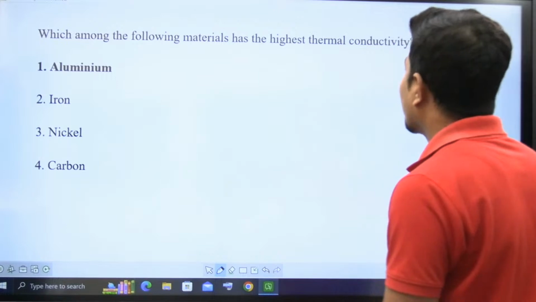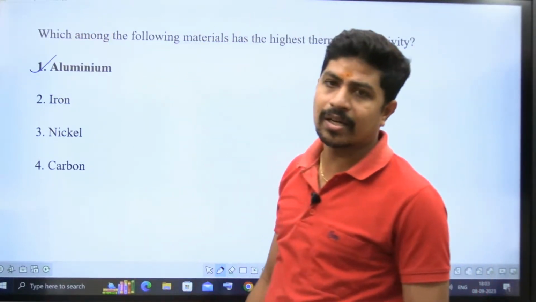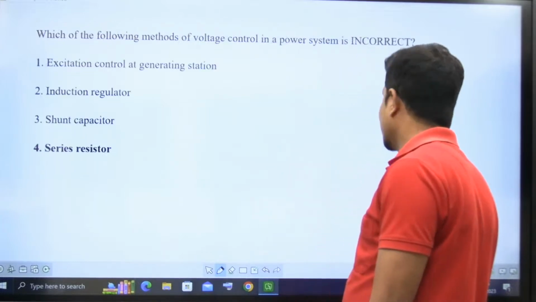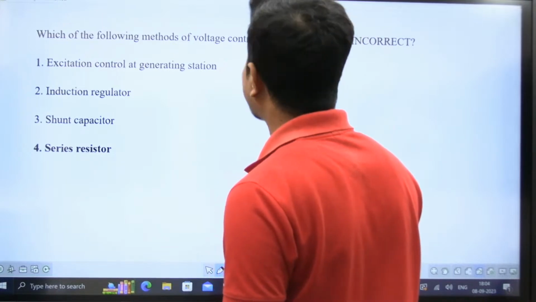Which among the following materials has the highest thermal conductivity? Aluminium. We all know that. That is also a direct theory question. Aluminium. Next question.